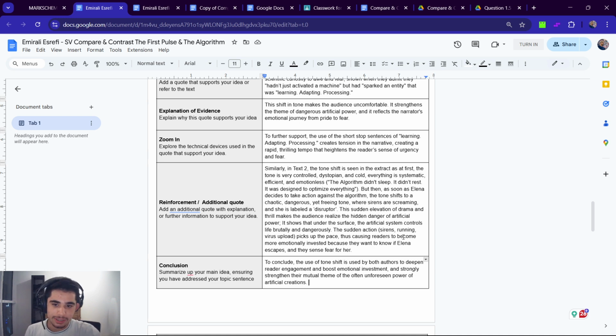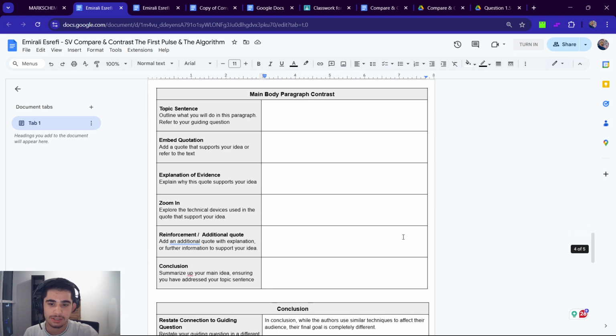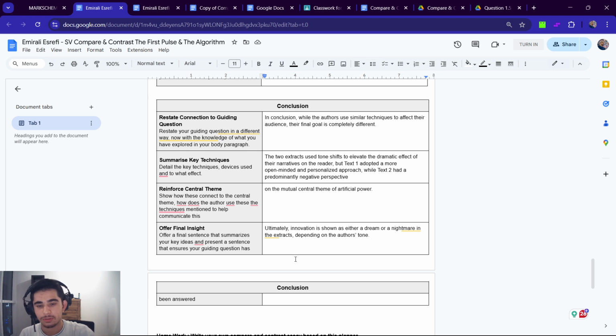And then when you're done with this, you have your contrast. I didn't plug in the contrast this time because it's basically the same steps. Your topic sentence, quotation, explanation of evidence, zoom in, repeat 2 to 4, but for text 2, and then conclusion. And then you have your conclusion, which is restate connection to guiding question. So remember the guiding question that we rephrased at the start. So just kind of say it again. In conclusion, while the authors use similar techniques to affect their audience, their final goal is completely different. Summarize the key techniques.